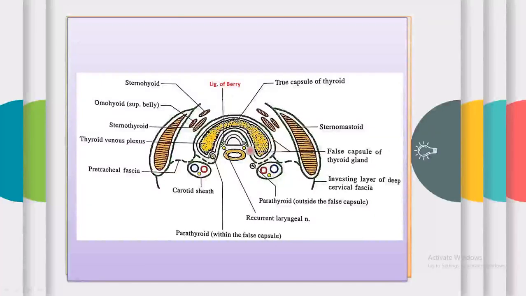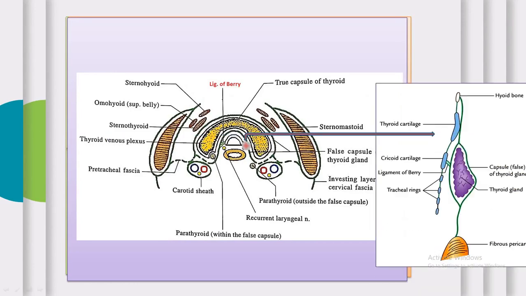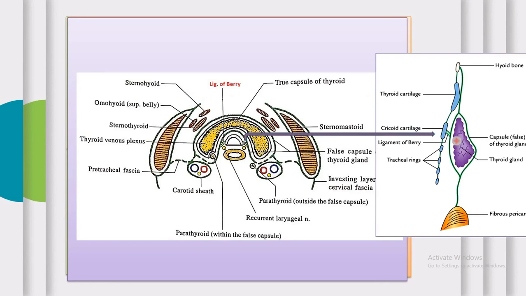The layer of pretracheal fascia which covers the posterior surface of the thyroid gland is ill-defined. That's why enlargement of the thyroid gland may bulge more easily in a backward direction and compress the esophagus, producing dysphagia. A fibrous band known as the ligament of Berry, derived from the pretracheal fascia, connects the lateral lobe of the thyroid gland to the cricoid cartilage.